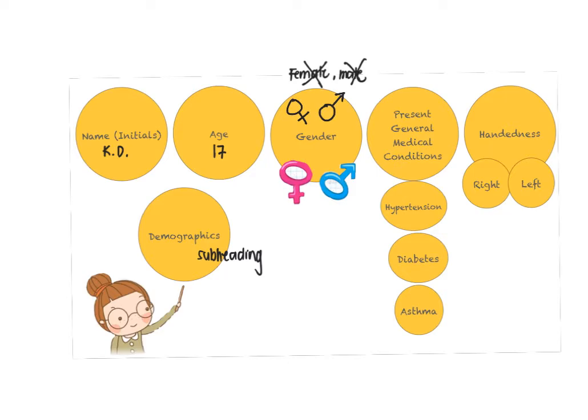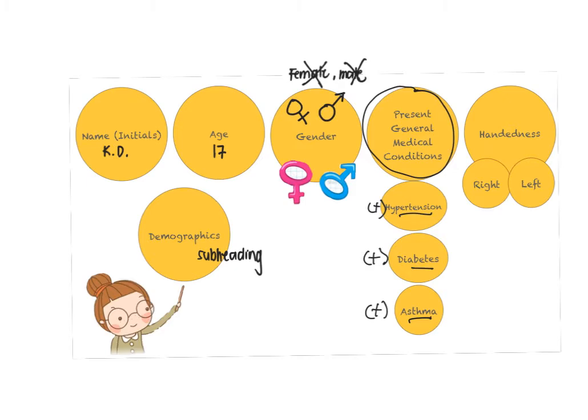And then, what's next after gender? The present general medical condition. Notice that under this, you have hypertension, diabetes, or asthma. You don't need to write "the present general medical conditions." You only need to include the specific medical conditions that the patient has. Does the patient have hypertension? Then you may write that the patient has positive hypertension, positive diabetes mellitus, or the patient is asthmatic.